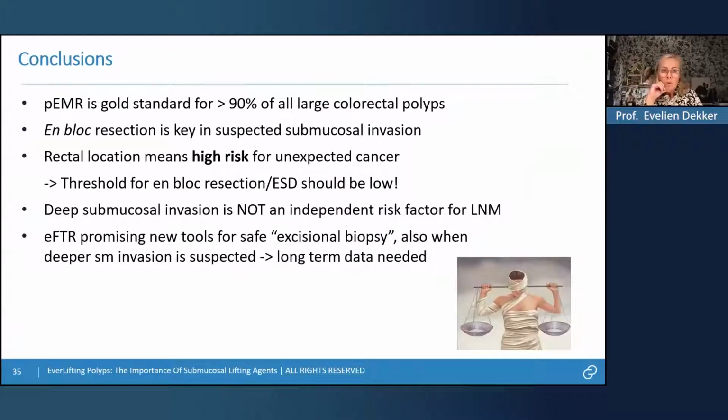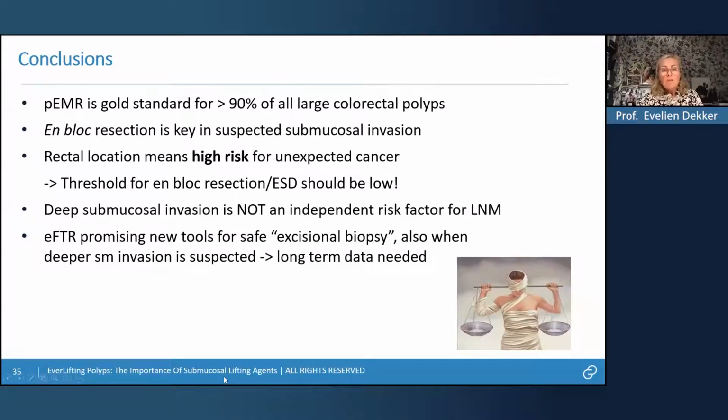So I would like to conclude that piecemeal EMR is the gold standard and is a good technique for almost all large colorectal polyps, probably over 90%, because there's relatively little risk of being a cancer, and it therefore is an appropriate technique. However, when there's any suspicion of submucosal invasion, en bloc resection is key. And rectal location means that there's a high risk for such an unexpected cancer. So I think the threshold for an en bloc resection, for example ESD or EFTR, should be very low when the lesion is located in the rectum.